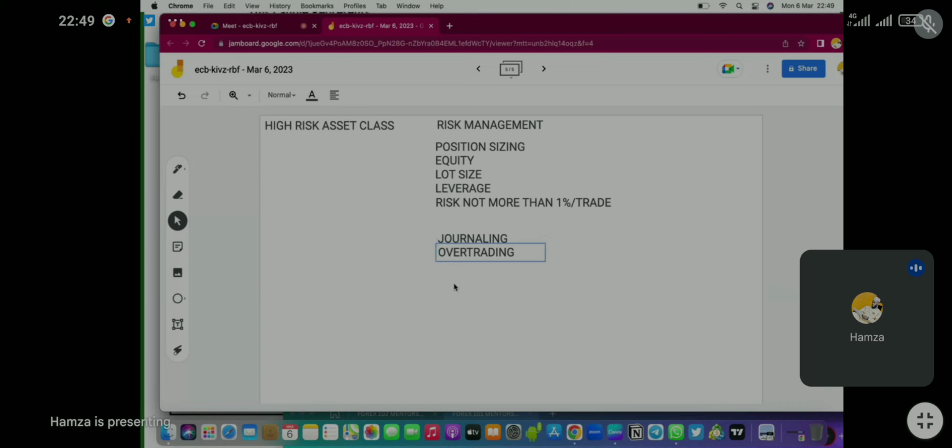If you see a guy that possesses those qualities, then go for him. If you see a lady that possesses those qualities, by all means, go for her. That's you knowing what you're looking for. That's you knowing your setup. So you journal your trades. It's all part of risk management.